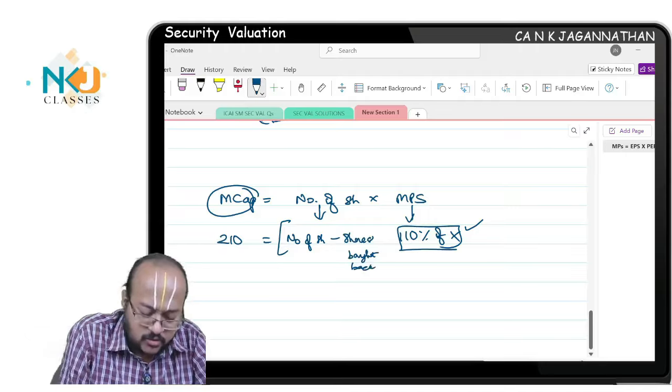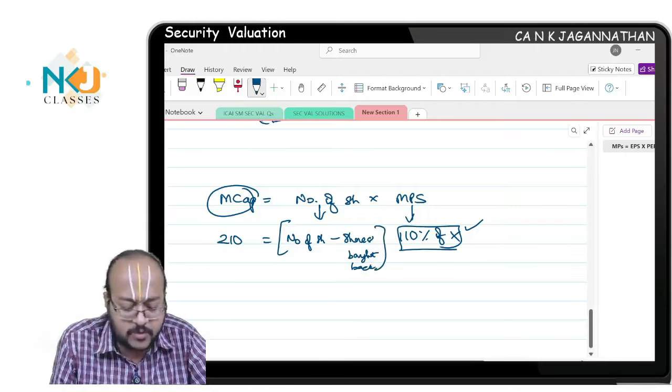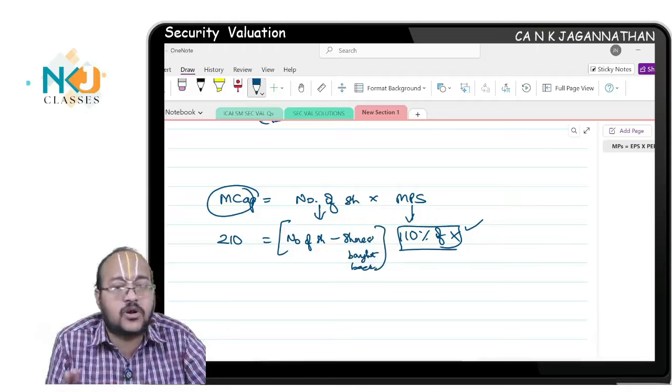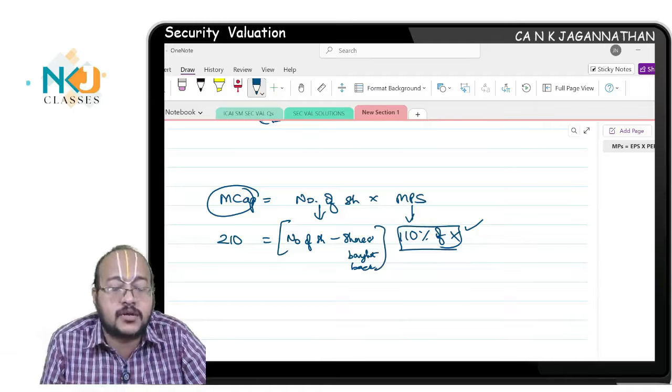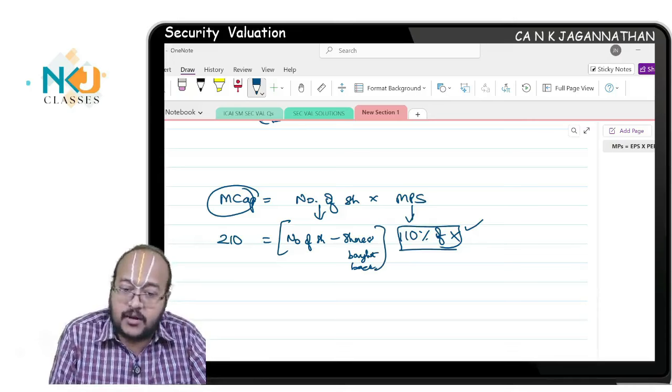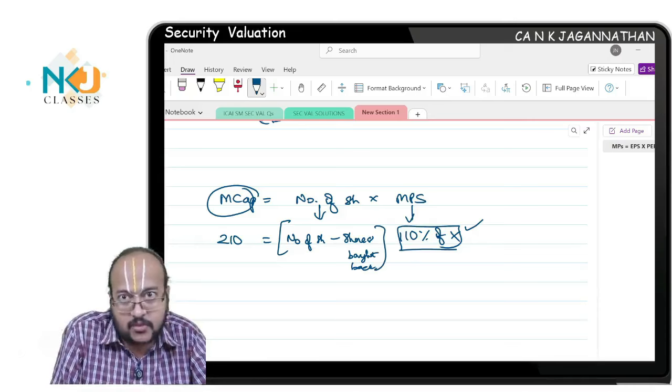Okay. Now, how many shares are to be bought back? Is that given in the question or not given? That is not given. Now, what will you consider? It is very simple: you will find out how many shares are to be bought back. But how do we compute the number of shares?